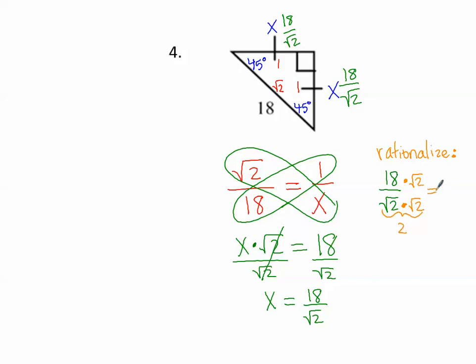So this equals 18 square root of 2 in the numerator over 2 in the denominator. Now I can divide 2 into 18 9 times. So finally, I'm left with 9 square root of 2, which is another way to write that answer. 9 square roots of 2.